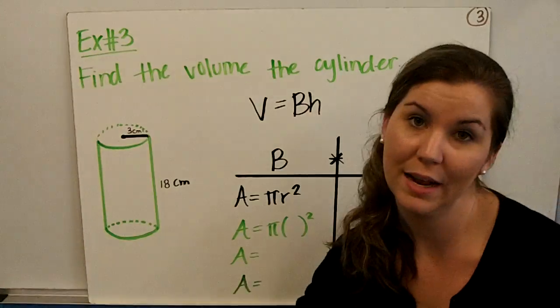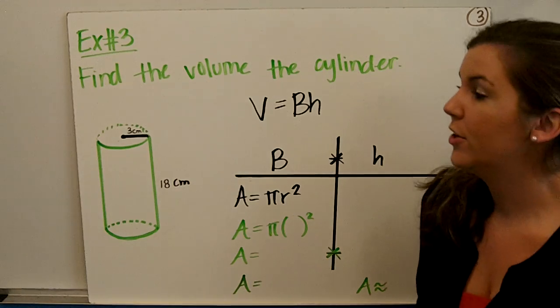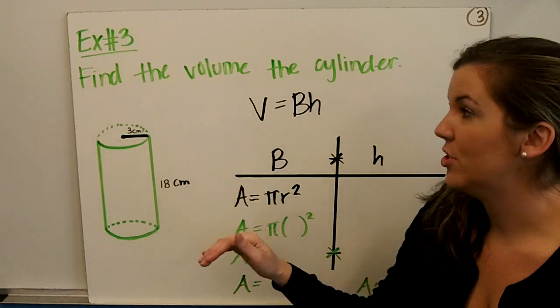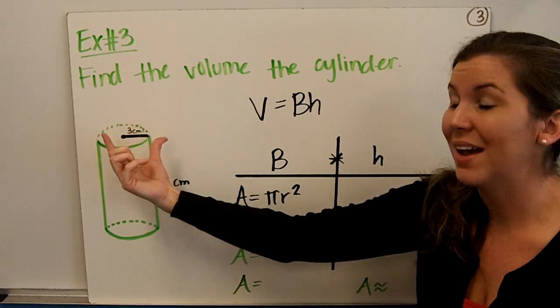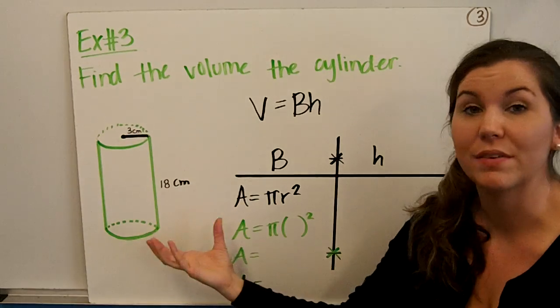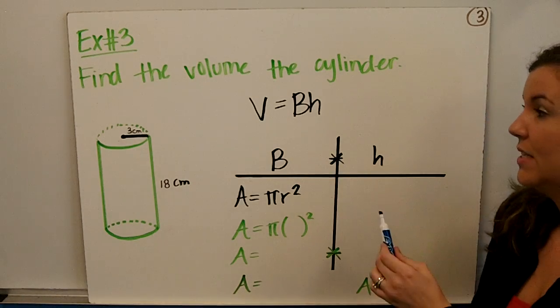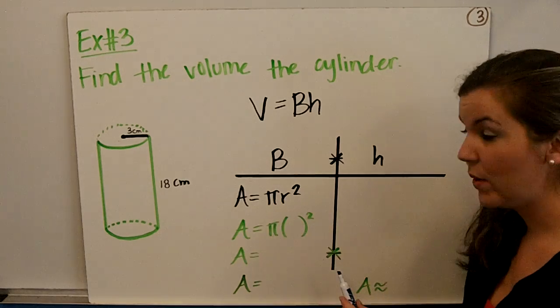Now that we've talked about how to find the area of a circle, we're ready to find the volume of a cylinder. A cylinder is a bunch of circles stacked on top of each other. So if we find the area of the one circle and we multiply it by the height of the cylinder, that will give us the volume. So the volume formula is area of the base times the height. The area of the base, that's pi r squared.